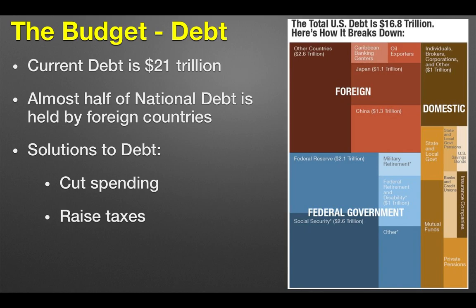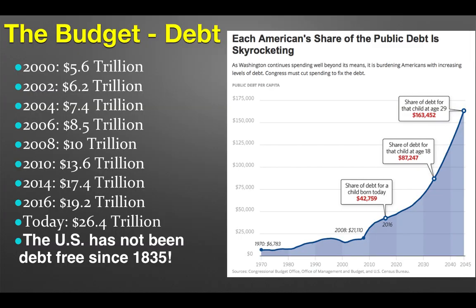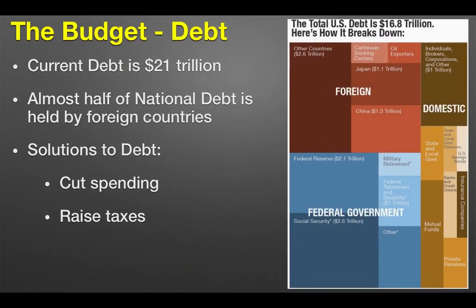Solutions to debt: cut spending, raise taxes. Let's go back to there. So you could cut spending or raise taxes, but both of those would infringe on the economy, especially the raising of taxes. However, the cutting of spending is more of a Republican approach. The raising of taxes is more of a Democratic approach. It depends on your view of the economy. It depends on where you think that economic growth or economic slowdown would come from.